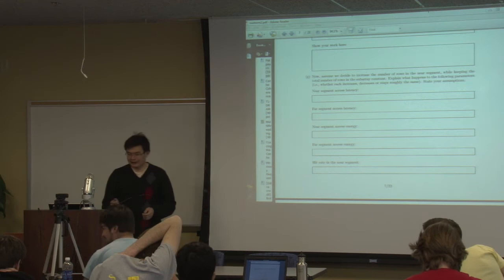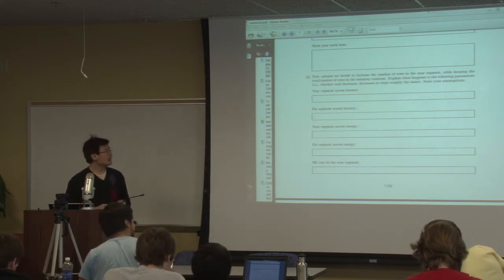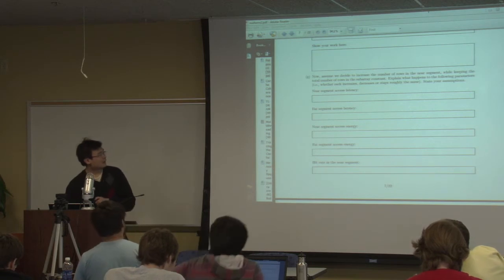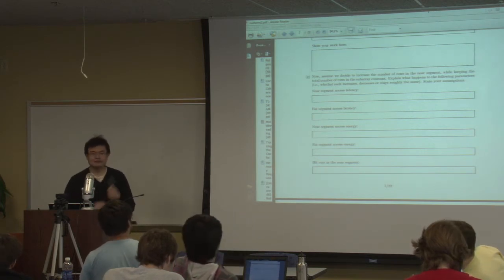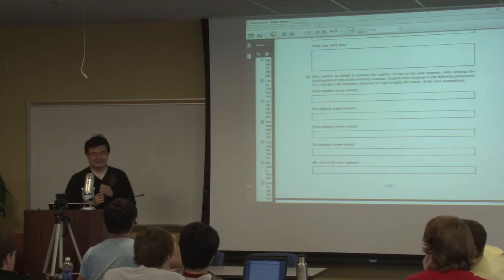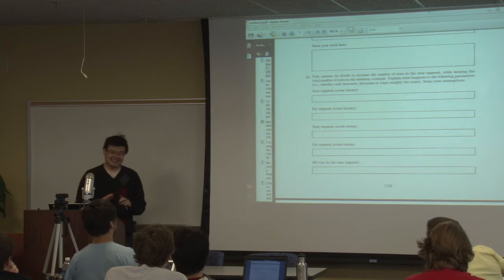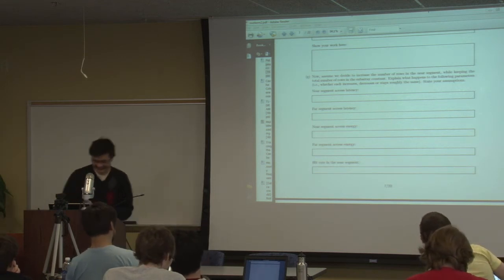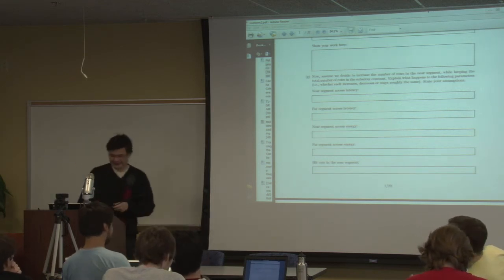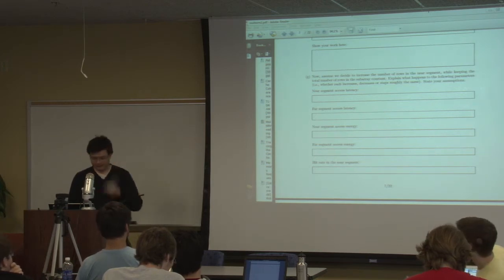How about near segment access energy? The same. Yes, it's the same. Hit rate in the near segment? Up. Yes.